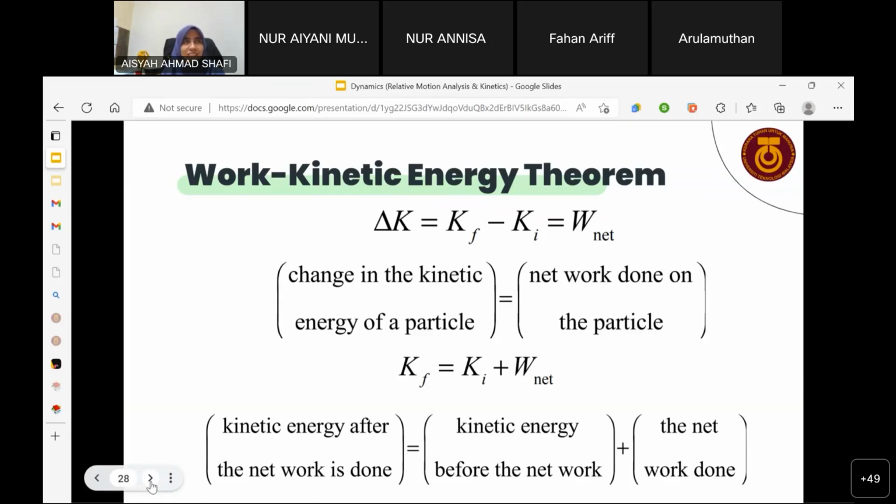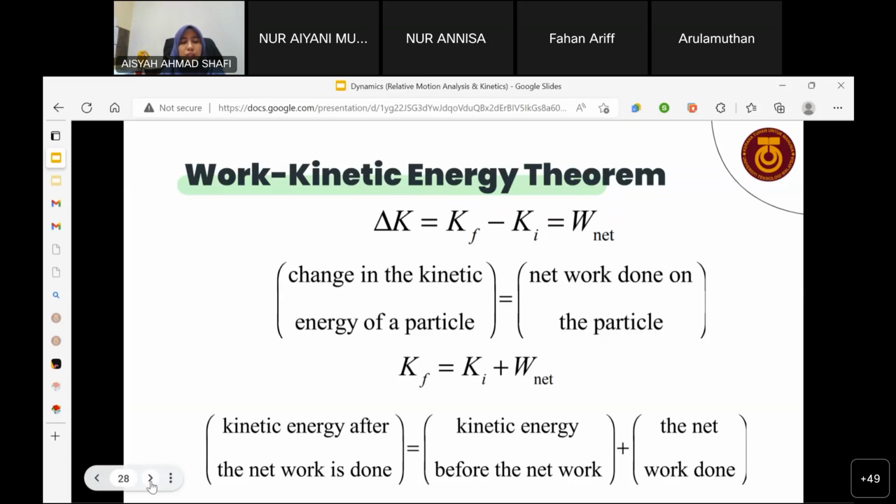Okay, because for the kinetics, the important formula that you need to know is the kinetic energy is half mv squared, and then the gravitational energy is mgh, and the work is Fx or Fs. This means the force times the displacement, and the unit is joule.